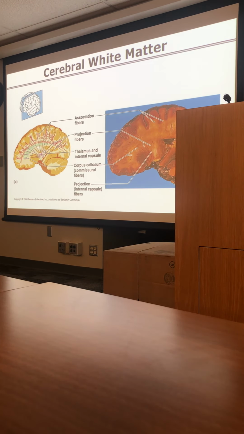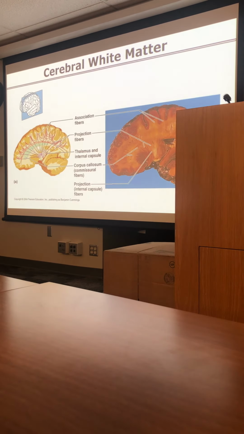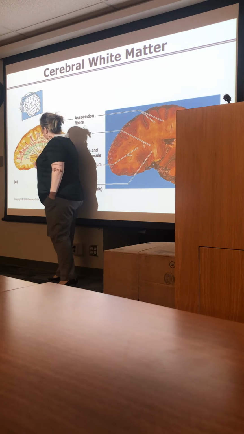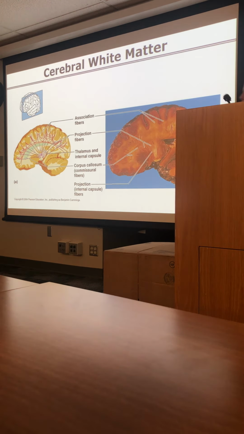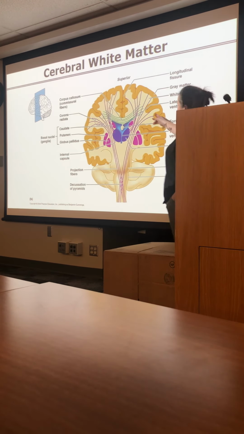And lastly, we have projection fibers. Projection fibers connect the cortex to the rest of the nervous system and the body's receptors and effectors. So this is connecting the cerebral hemispheres to the rest of the nervous system and to outside of the body. And you can see these projection fibers coming down, heading towards the diencephalon. Those are the projection fibers. And you can see the projection fibers here as well.